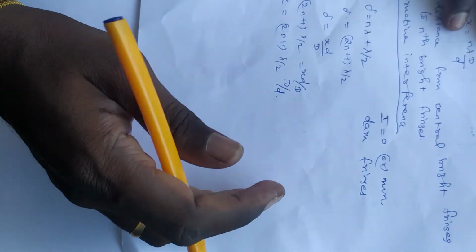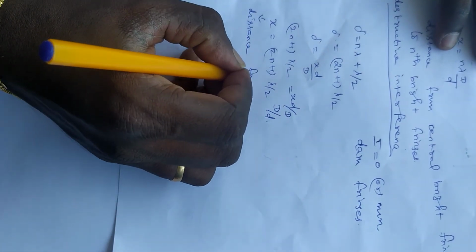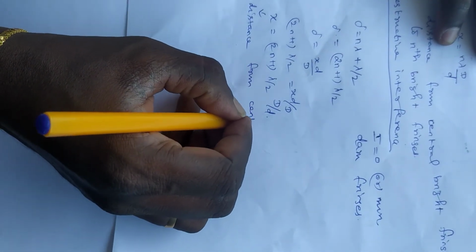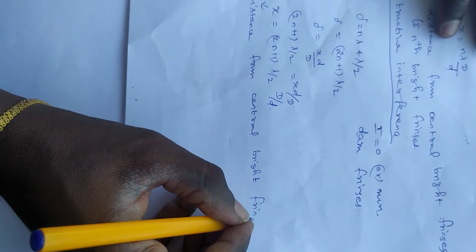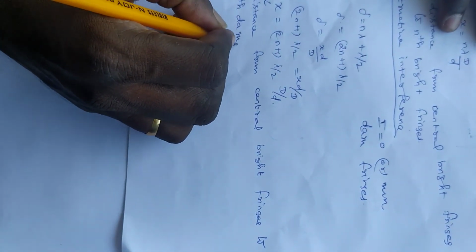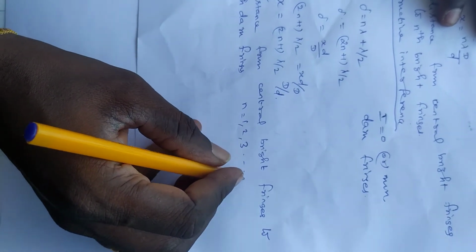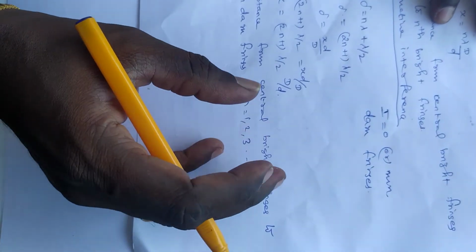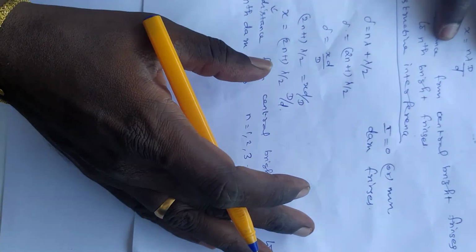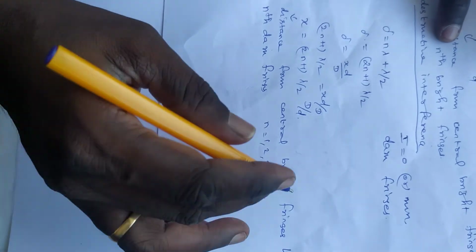where x gives the distance from the central bright fringe to the nth dark fringe. Here n is equal to 1, 2, 3 and so on. 0 is not possible because for 0 order only the central bright fringe forms, not a central dark fringe. So n equal to 1 is the first dark fringe, 2 the second dark fringe, 3 the third dark fringe.